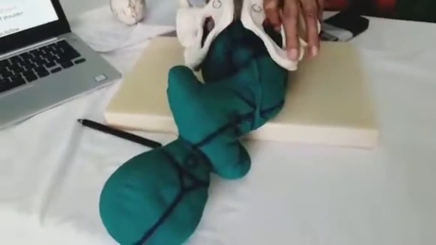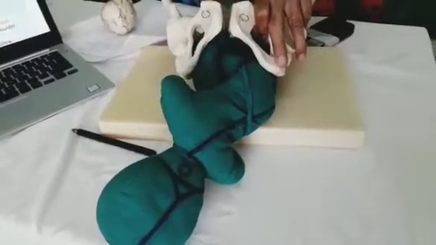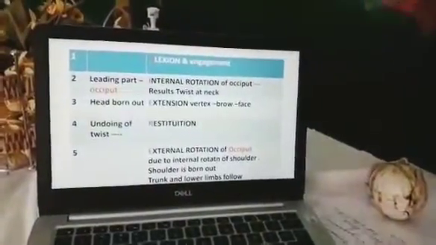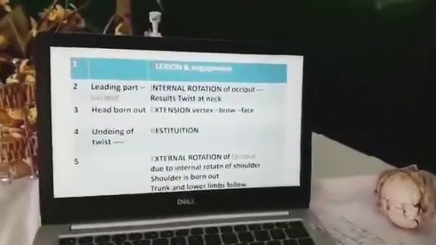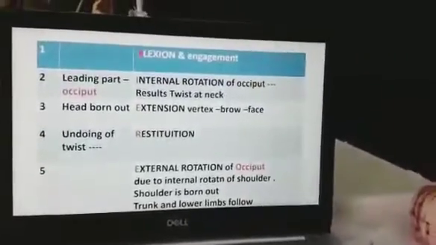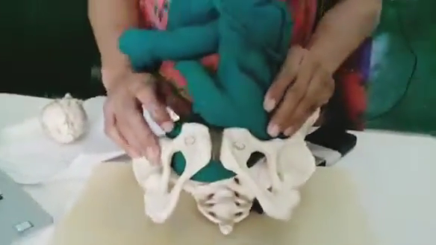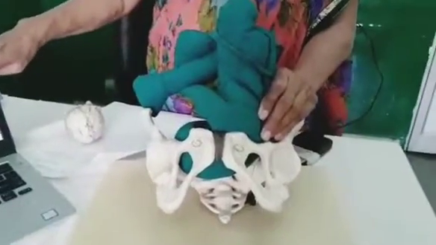This is how you should explain the mechanism of labor. In short, you can tell it in the 5 steps. What is the first step? These 5 sentences you must utter and say in the examination. They give you the fetus and the pelvis. They ask you to hold the fetus in BLO position, describe the mechanism of labor. So you are going to say it in 5 steps.